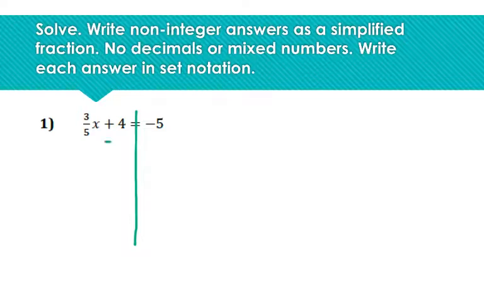So I'll subtract 4 from both sides of our equation, and that leaves us with 3/5 x, or 3/5 times x, is equal to -9. Next, I will need to do the opposite of multiplying by 3/5 and divide by 3/5, or, since it's a fraction, it's kind of nice sometimes to multiply by the reciprocal, or 5/3.